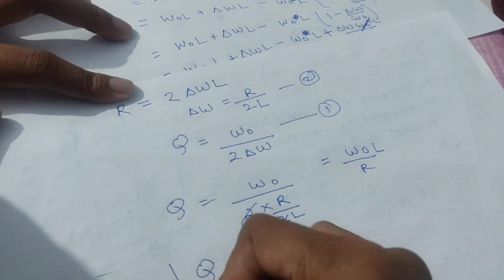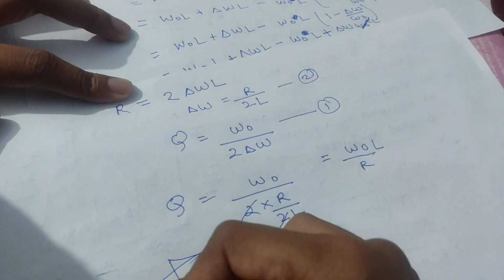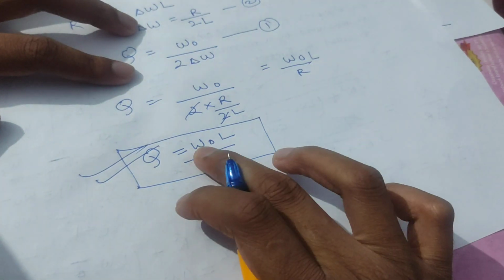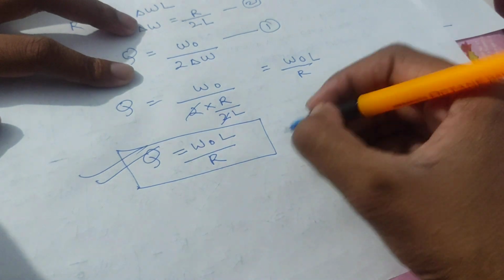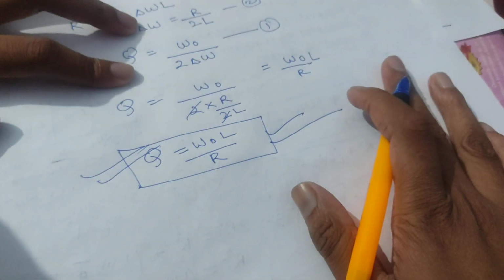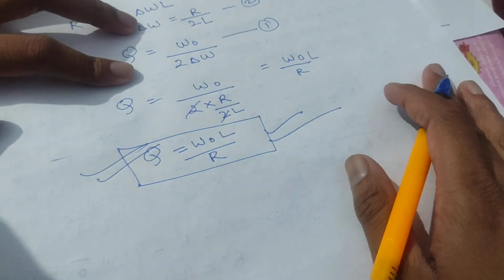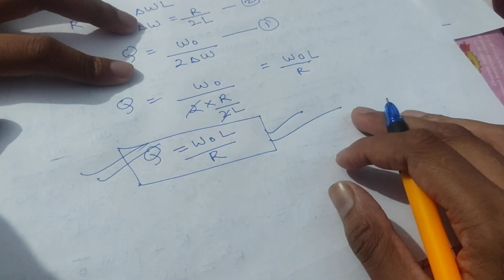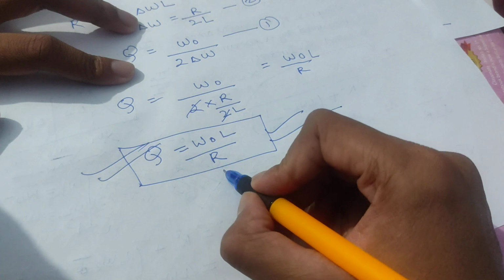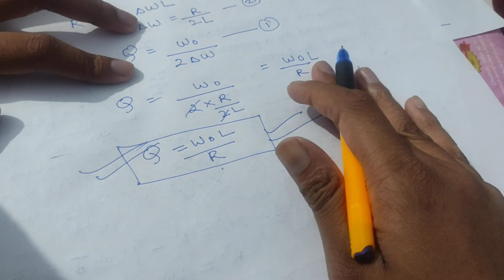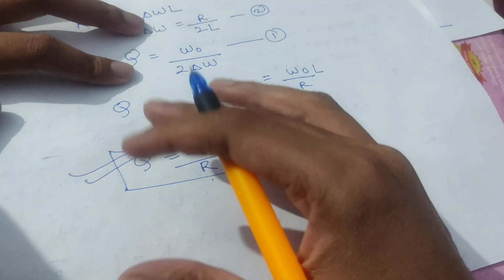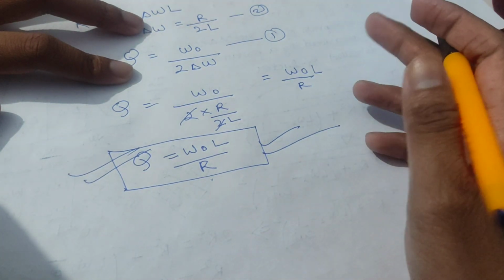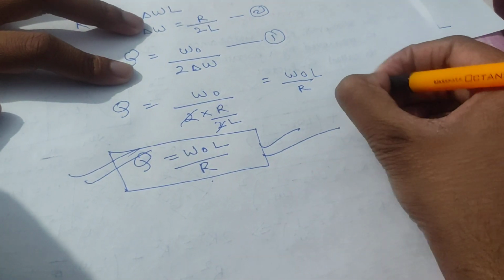It's a very lengthy derivation. So Q equal to omega naught L by R. We got it. After the derivation is accomplished, I am going to revise it again. So this is not the end. We can write it in various forms. So one more form is this.